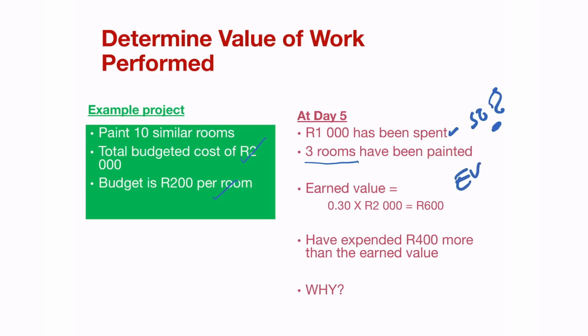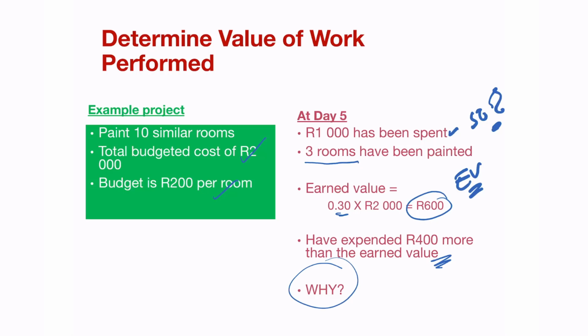That means that your earned value, your EV, is 3 rooms, 0.3 times the 2,000, which leaves you with 600 Rand. So in terms of earned value, you've only received 600 Rand worth of work, of rooms painted, of the 10 rooms that need to be painted. So essentially, earned value is just a value put on the amount of work that has been completed. So you've expended 400 Rand more than the earned value that you've received, and the question is why?